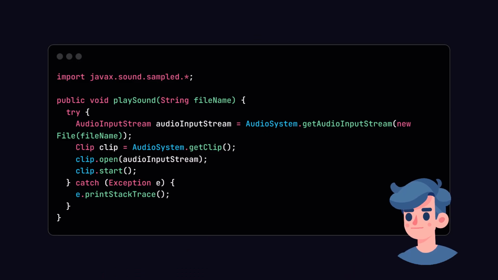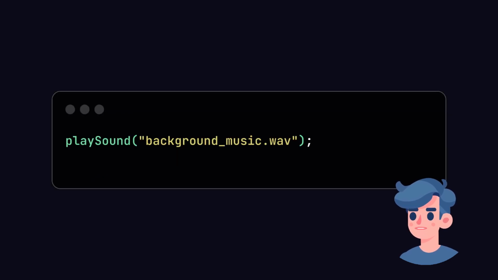To create an atmosphere, we can add background music and sound effects. You will need an audio library like JLayer or Java Sound API. With that in place, here's how you can load and play sounds. Call this method in your game window class during initialization to play background music.